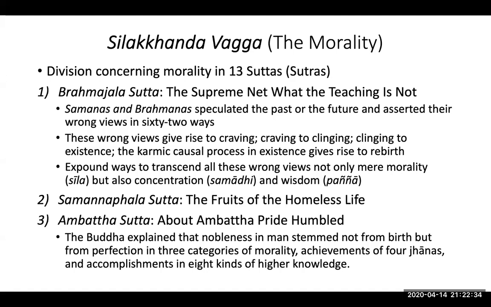So again, Samanas and Brahmanas have high pride in themselves and they think that they are noble people, and the rest of the people are just inferior to them. But the Buddha explained that if you are born in a Brahman family, therefore you are noble based on your birth, that is not a correct idea. What makes people really noble is whether they cultivate morality, practice and achieve 4 jhana, and also accomplish 8 kinds of higher knowledge. Those people who follow morality, samadhi, and panya are real noble people.